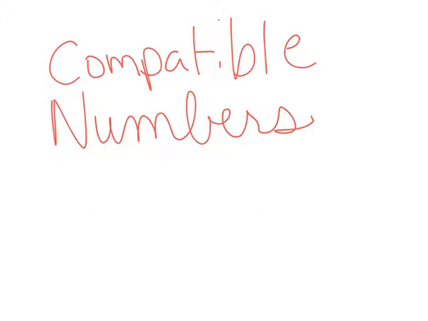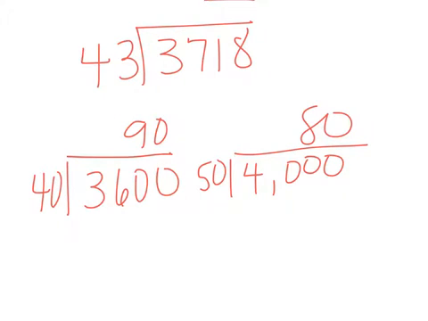You can also use what's called compatible numbers to estimate. You can use it when you're going to divide, and you're trying to get relatively close to the original number. So we can estimate quotients too. So we can take a look at figuring out compatible numbers. Let's take the problem 3,718 divided by 43 here.